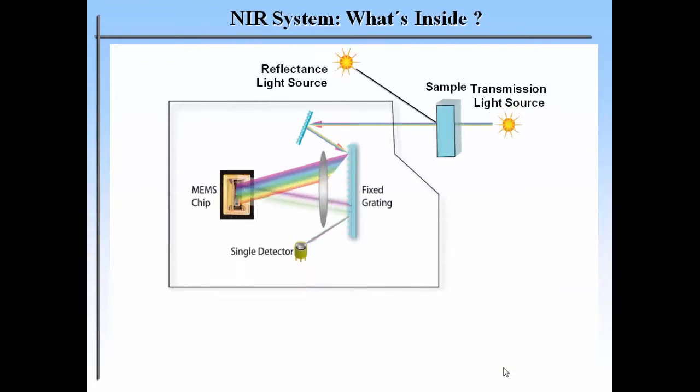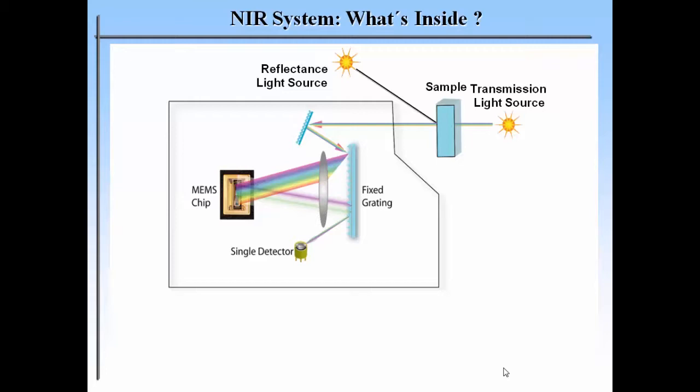So you measure either in a reflection or in transmission. Of course, the light source is always the same. They just wanted to show that you can either measure in transmission or in reflectance. Then it falls on this MEMS chip, first on a grating, set on the MEMS chip, and then eventually on the detector. How does this MEMS chip work?